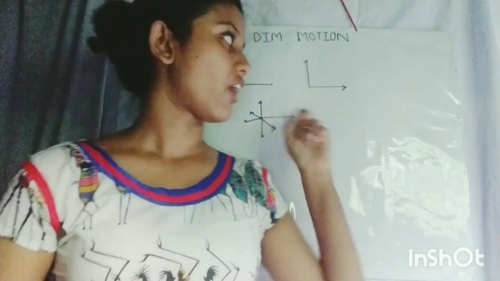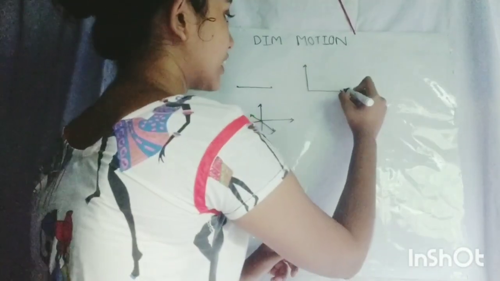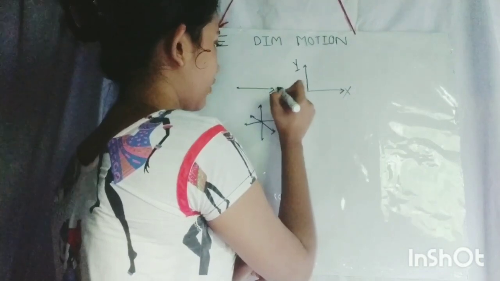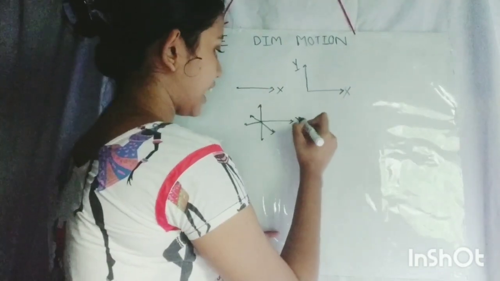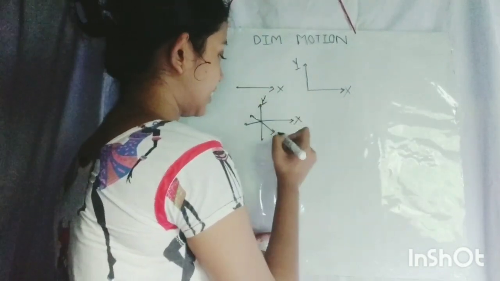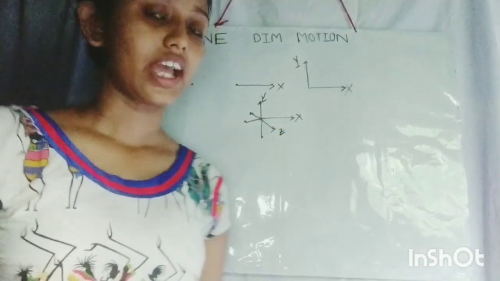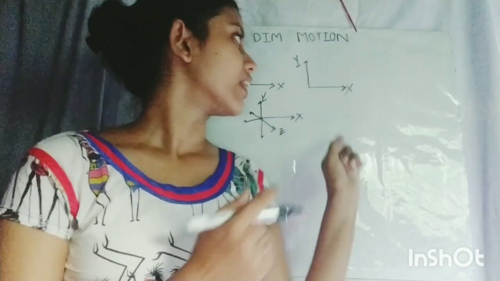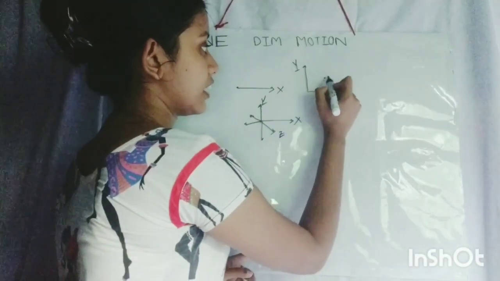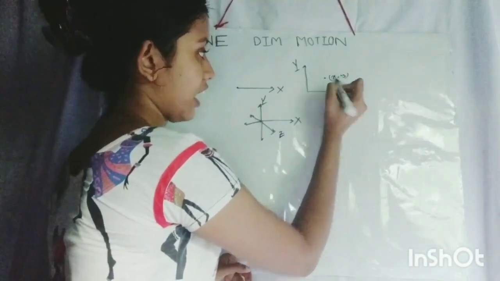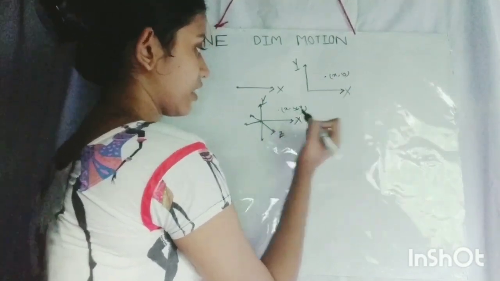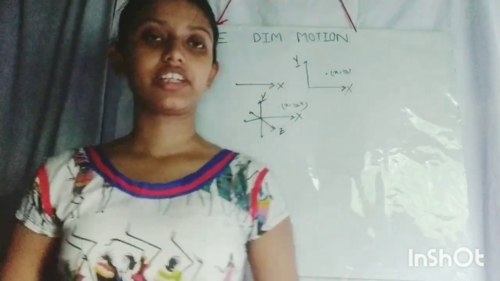These dimensions are named as the x-axis, the y-axis. This is only the x-axis, and this is the x-axis, y-axis, z-axis. In these dimensions this point is named as xy, and here the point is xyz. They are Cartesian coordinates.